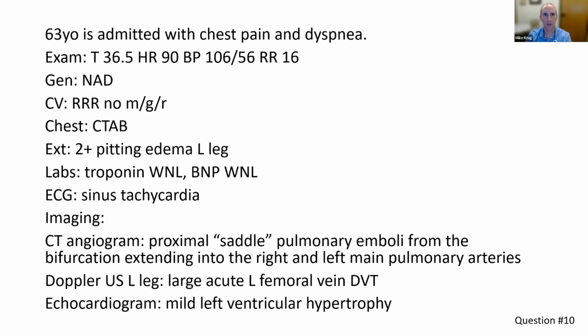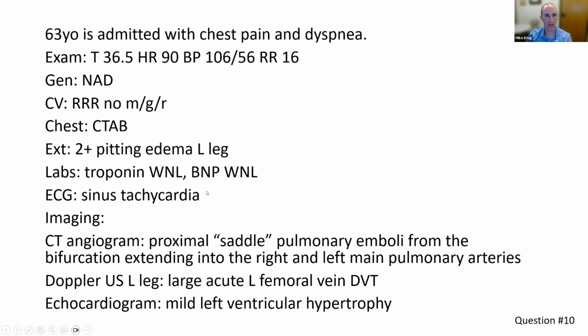Okay, next question. A 63-year-old is admitted with chest pain and dyspnea. Vitals are pretty close to normal. Blood pressure is 106/56. Appears well. Normal cardiopulmonary exam. Does have pitting edema of the left leg. Troponin is normal. BNP, so that's the B-type natriuretic peptide, not a basic metabolic panel, is normal.